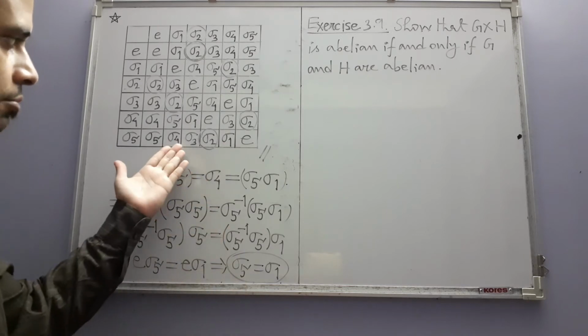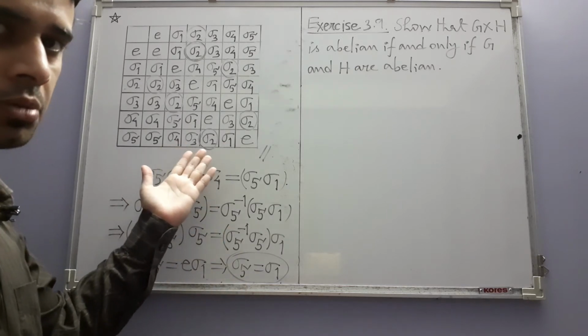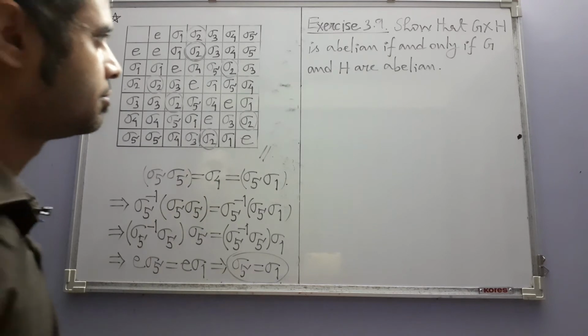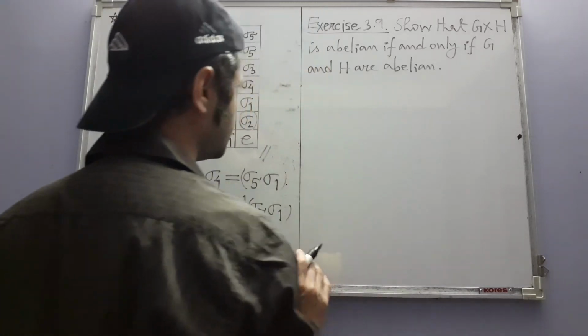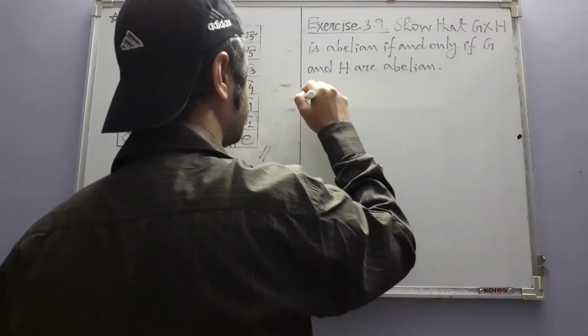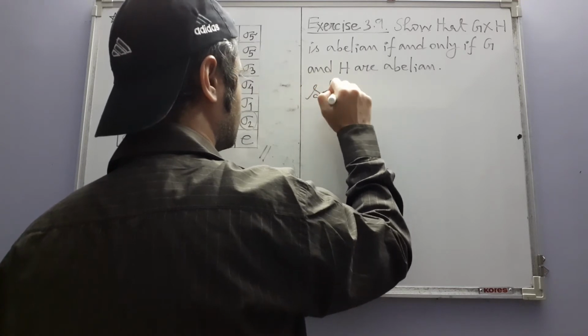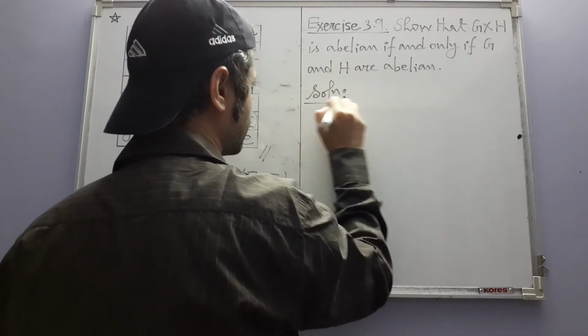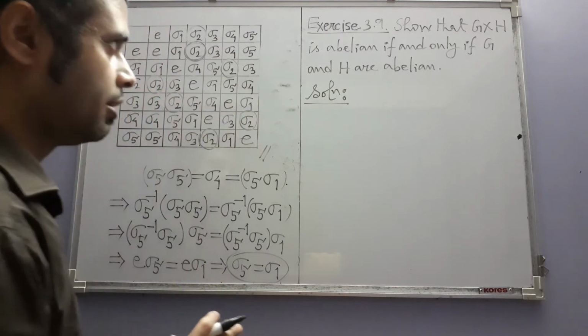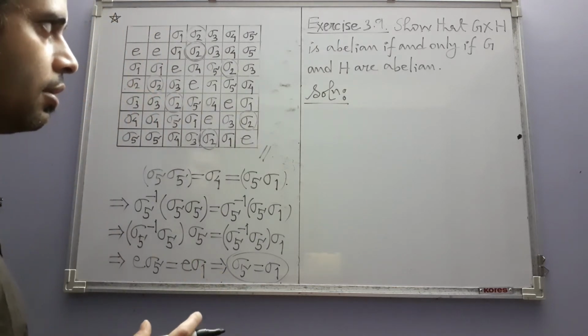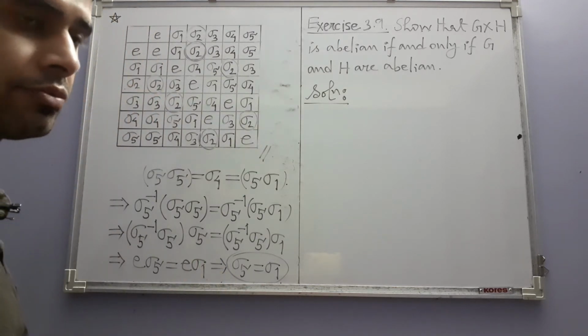Okay, we were supposed to find the group table, we have done that, and that's just it. We will see these things again when the time comes. But now we have two groups and their Cartesian product is abelian if and only if both of them are abelian.